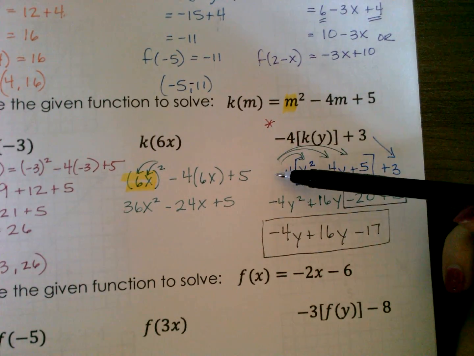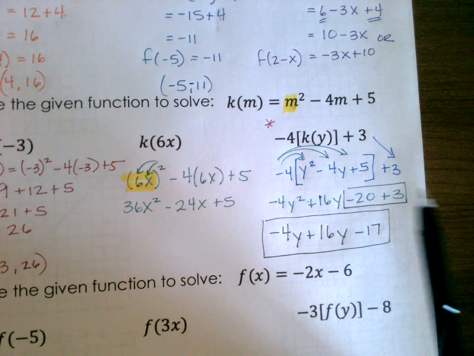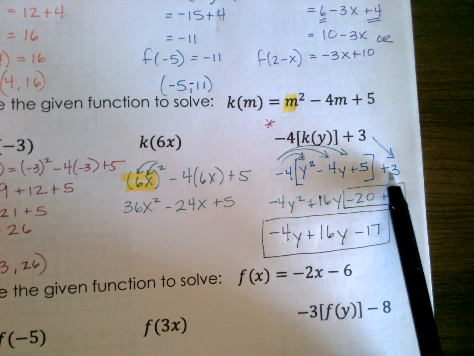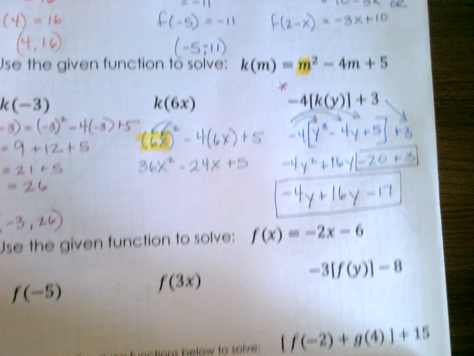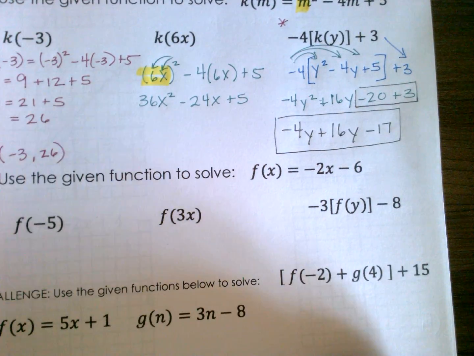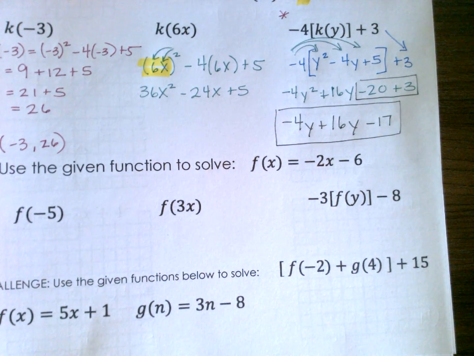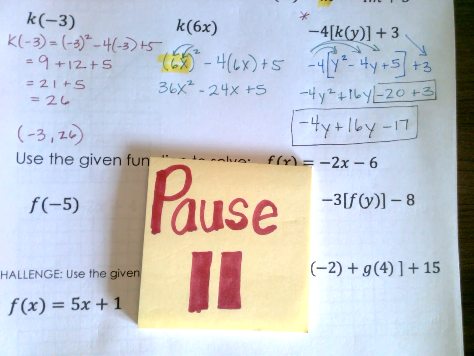Working inside the brackets, change the m's to a y. They have a number written next to a bracket, means multiply, so we'll distribute. The plus 3 was not part of the bracket, so we will add 3 at the end. You will notice that these three are very, very similar. Please pause the video, solve, and we'll compare answers.